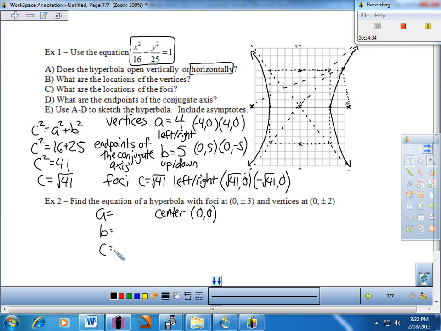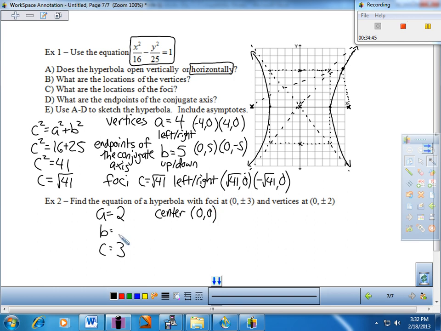Hoping you're looking at that right away. You know that C is going to be 3, center to each focus. And A looks to be 2, center to each vertex. And notice the difference between an ellipse and a hyperbola. In an ellipse, the foci are inside, so C is always smaller than A. But in a hyperbola, obviously, C is larger than A. Kind of cool.